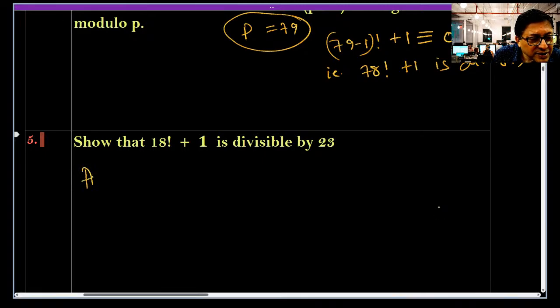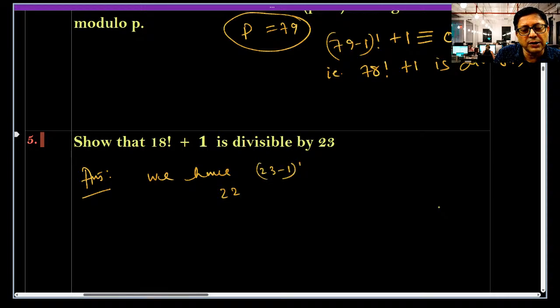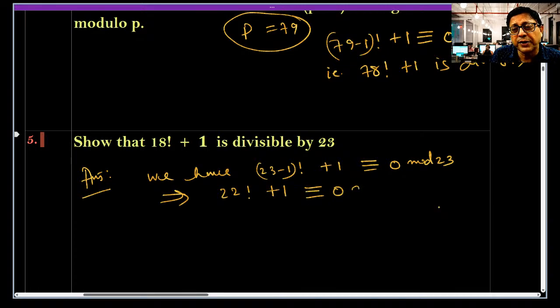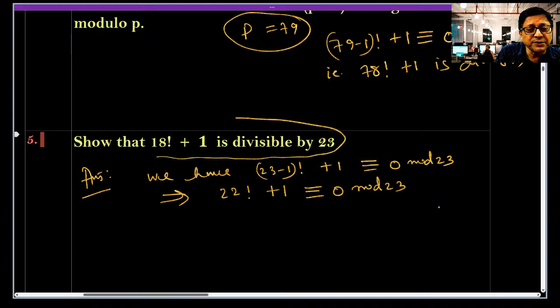Let us start with Wilson's theorem only. We have factorial 22, I mean 23 minus 1 factorial plus 1 congruent with 0 mod 23. So 22 factorial plus 1 congruent with 0 mod 23, isn't it? This thing is divisible by 23.